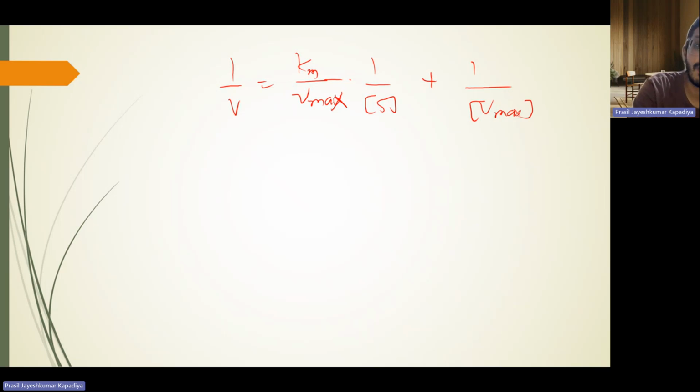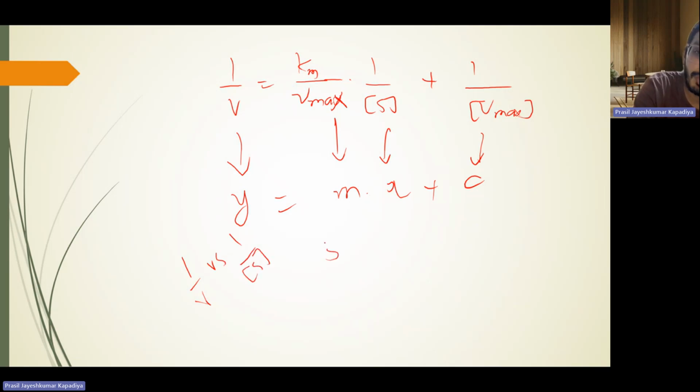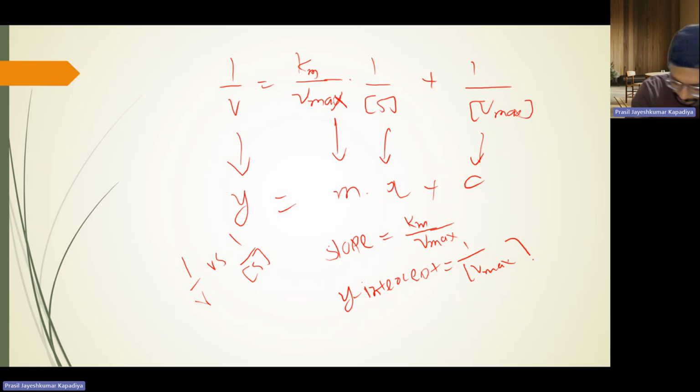This is my equation, and if I compare it with Y is equal to M into X plus C, so if I plot 1 by V versus 1 by S, then my slope will be equal to Km by Vmax, and my Y intercept is equal to 1 by Vmax.